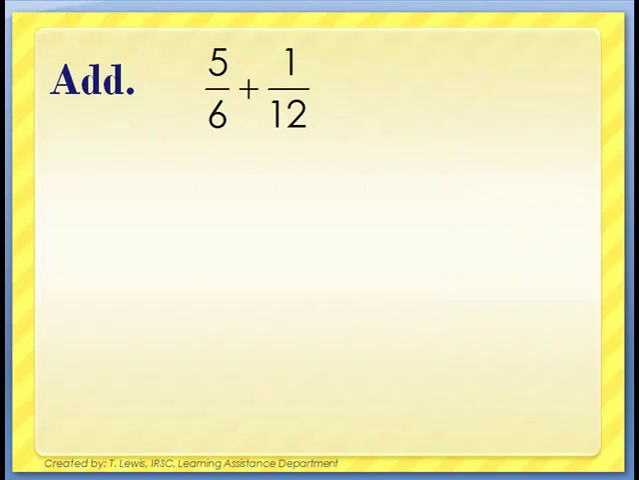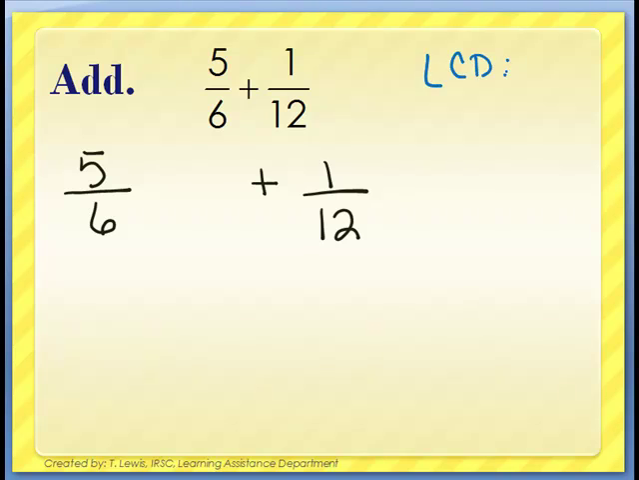Let's look at an example. We have here 5/6 plus 1/12, and we want to add both fractions. But before we add both fractions, we have to make sure our denominators are the same. As we look at each fraction, we do not have a common denominator. We have 6 and 12, so we want to find the LCD, and our LCD for 6 and 12 is 12.